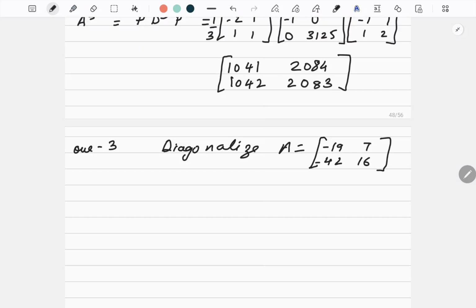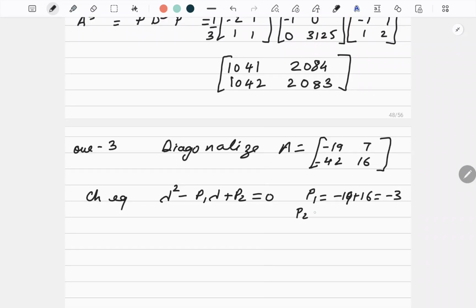Now let's do this question. I need to diagonalize this matrix. So my step 1 is the characteristic equation. What is the characteristic equation? The characteristic equation is lambda square minus P1 lambda plus P2 is equal to 0. In this question, P1 is equal to minus 19 plus 16, which is equal to minus 3.